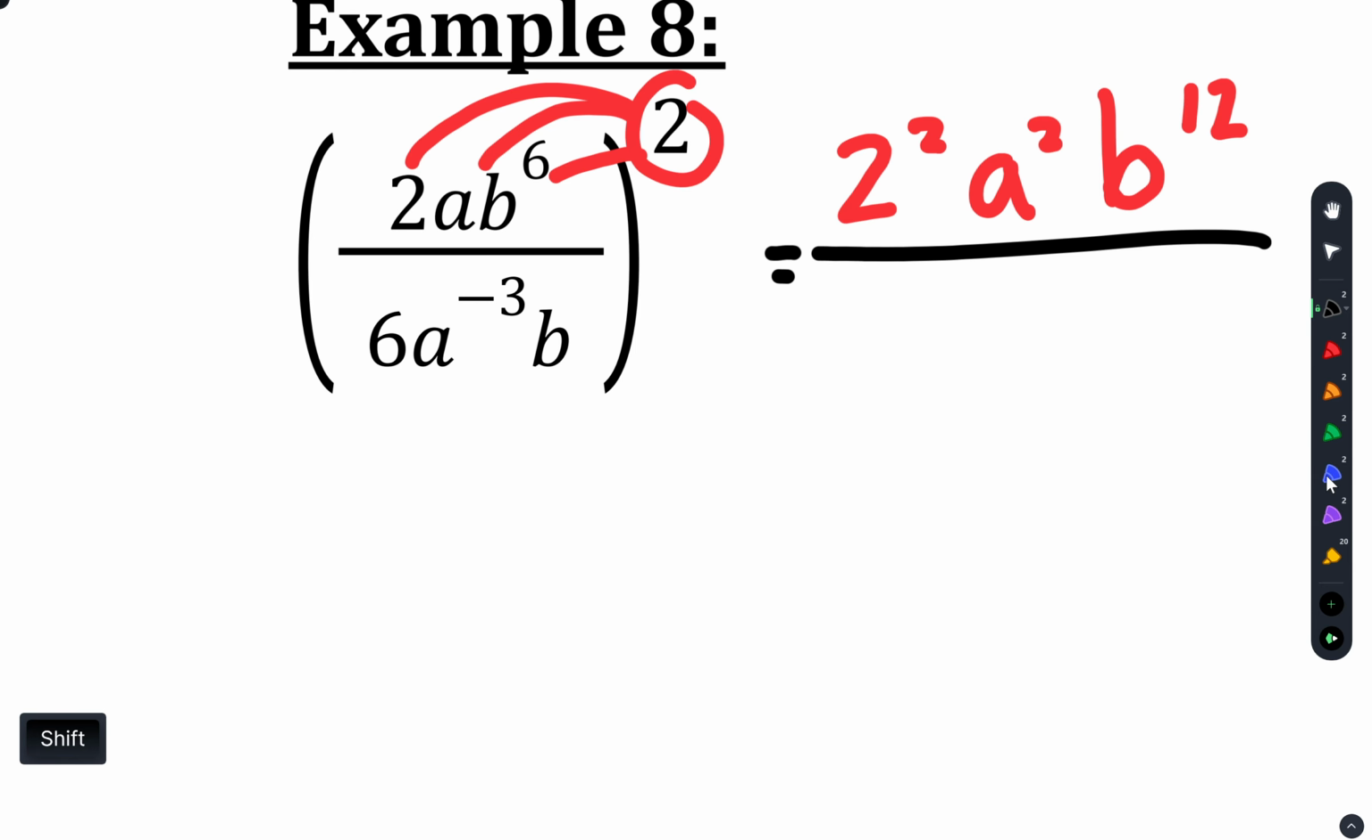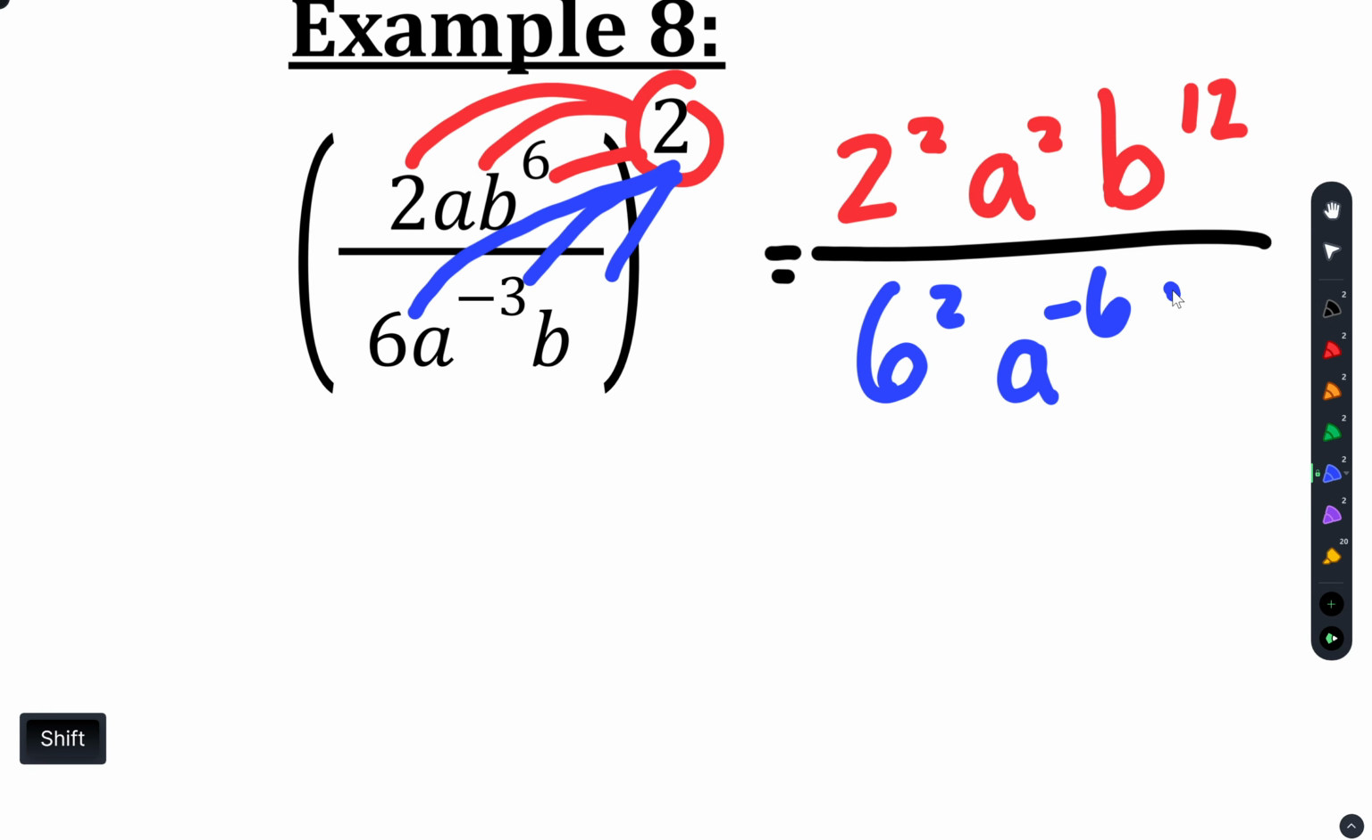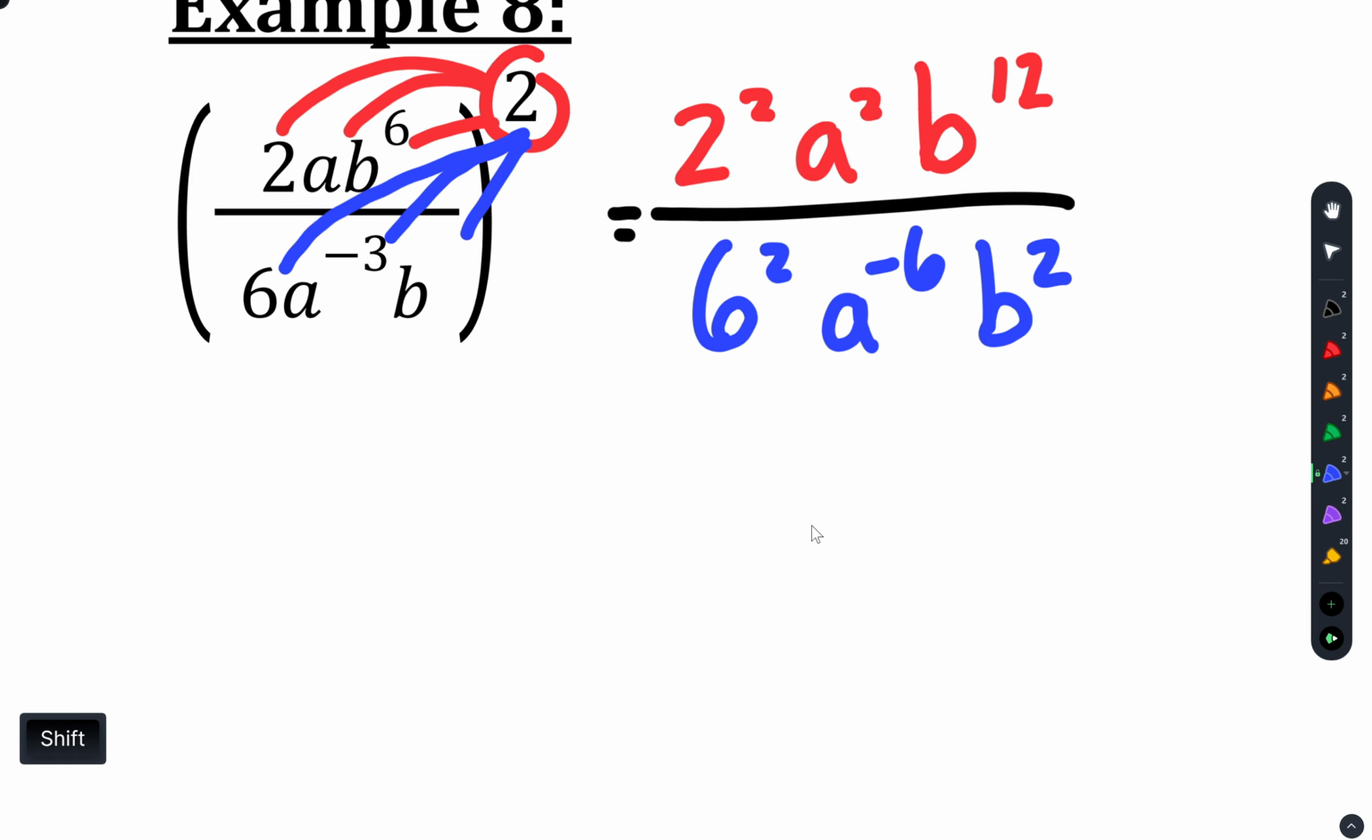Over. Let's do everything on the bottom. 6 to the second power. A, negative 3 times 2, negative 6th power, and then b to the second power. Now I'm going back to regular quotient rule where I'm simplifying all of these things. I have 2 squared gives me 4. 6 squared gives me 36.